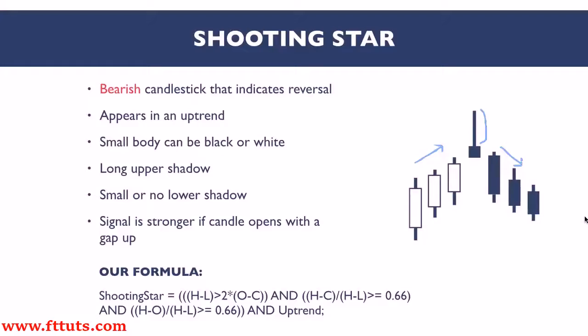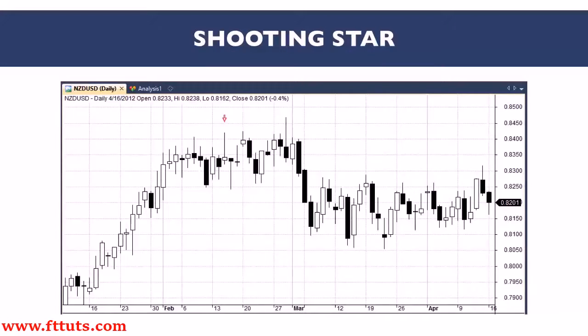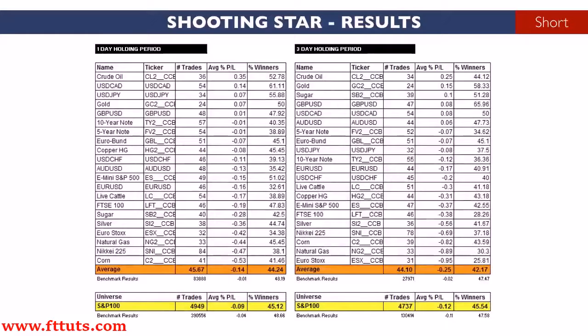And here's an example of a shooting star pattern in the Kiwi dollar currency pair. In a downward trend, the shooting star is an inverted hammer. So it should be interesting to see how it performs on our data. We've written the shooting star formula down into code. Now we can take a look at the tables of results to see how it performs.